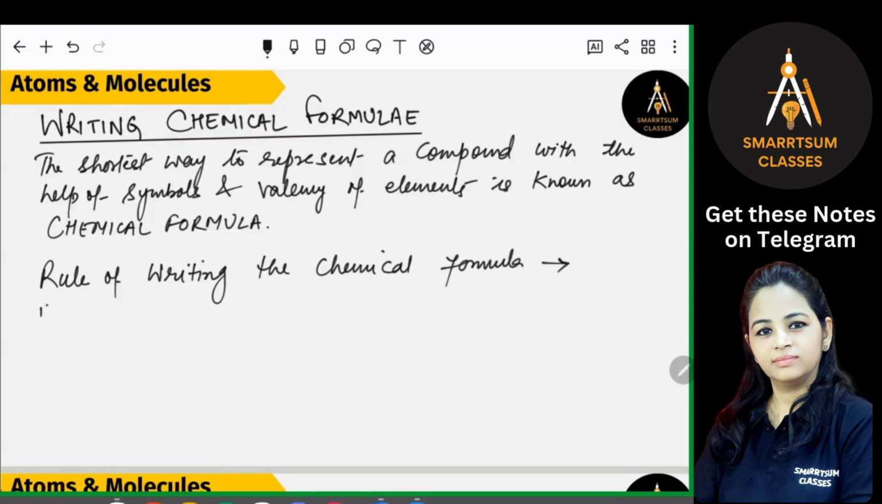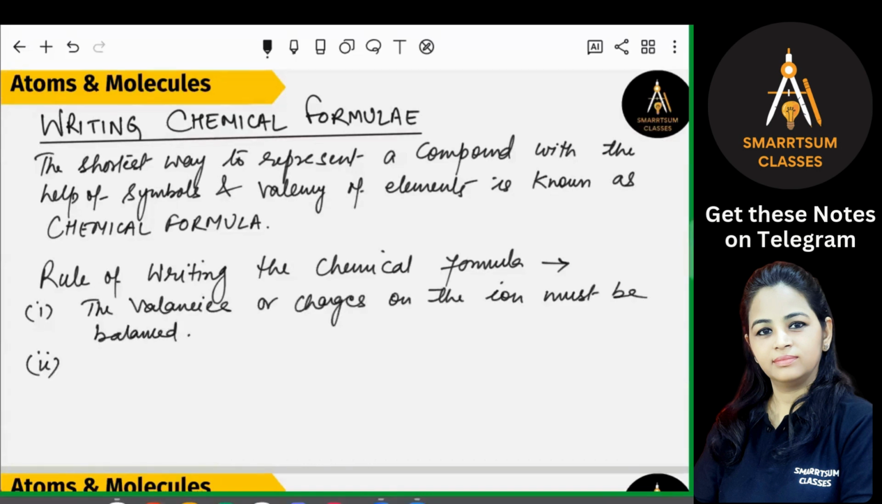The very first rule is that the valencies or charge on the ion must be balanced. Now, the second is when a compound consists of a metal and a non-metal, the symbol of the metal is written first and on the left, whereas that of the non-metal on its right.